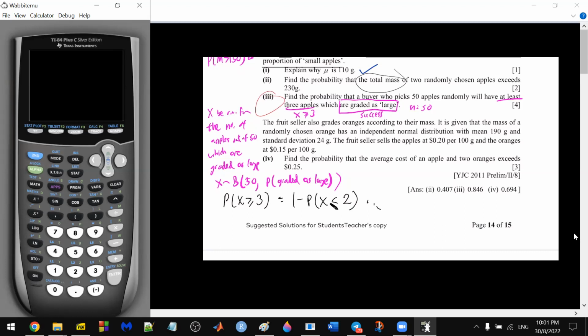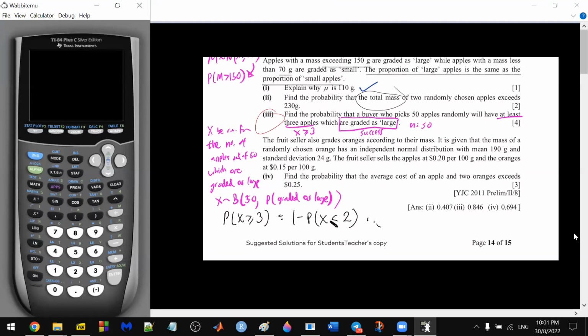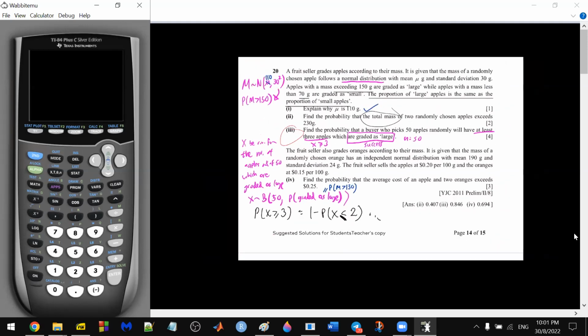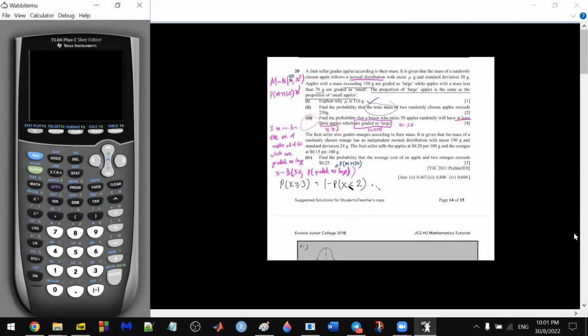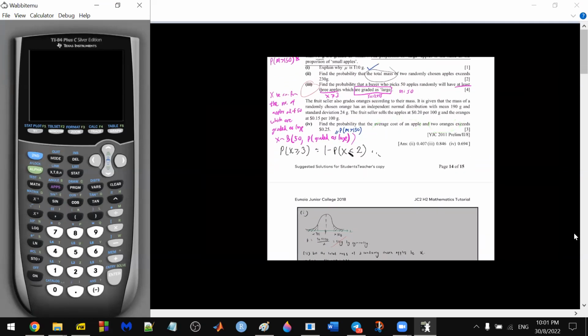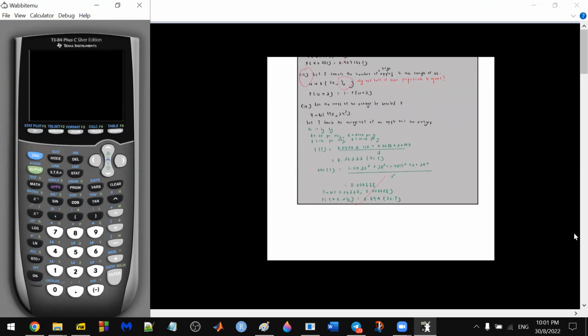Do I need to go through? No. This guy is P of M more than 150. Okay, I'm gonna skip. Okay, then part 4. Average cost of apple, 2 oranges. Yeah, I think I did corrections.